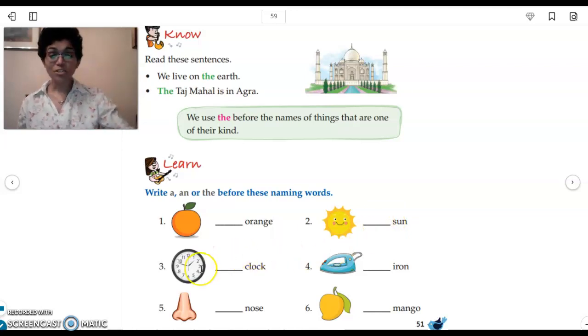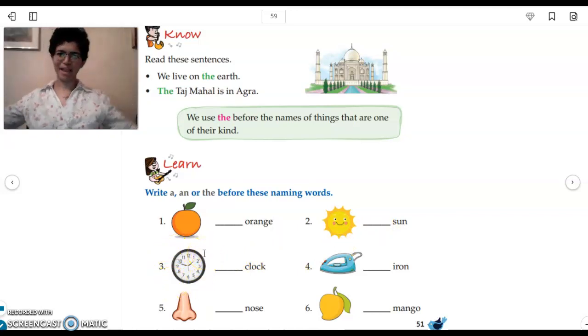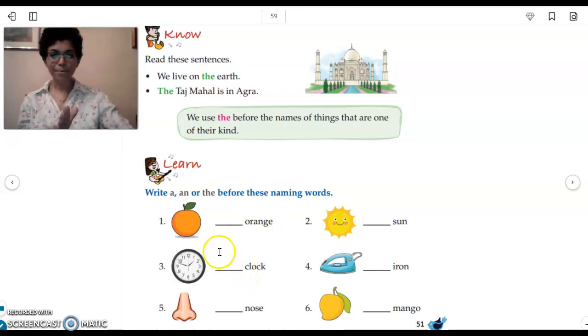Then let's see also the third one, clock. We see that there is only one clock, but clocks can be any, right? Any clock I can say clock. So here what do I put? And it starts with letter C. So it is not a vowel. Instead it is a consonant. So what do I put here? I put a clock. An orange, a clock. Okay. So don't forget an orange, the sun, a clock.